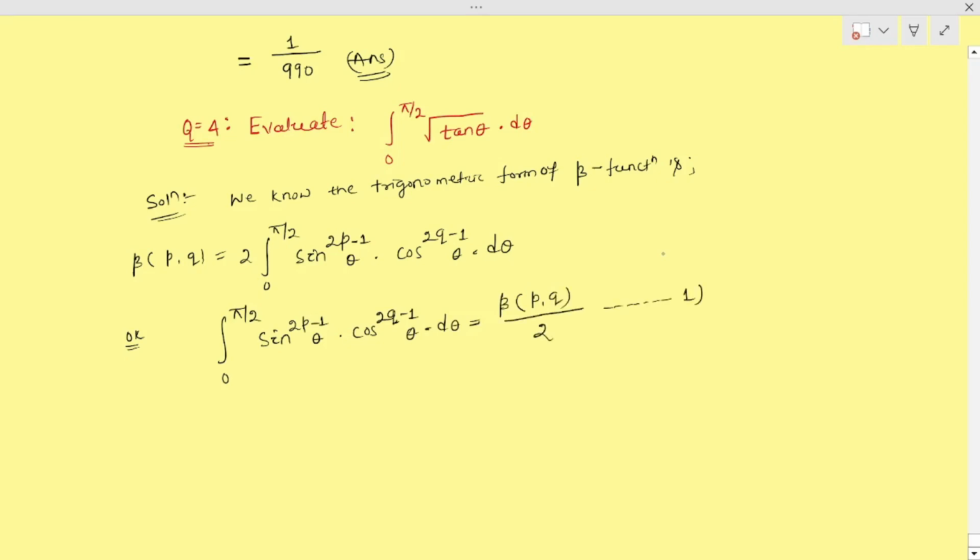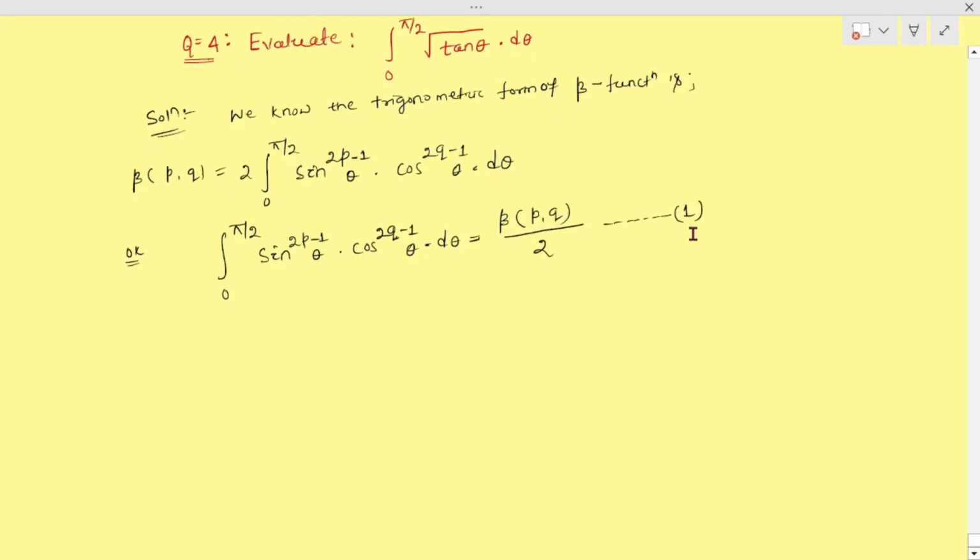Keep this as equation number 1. Let this be equation number 1. Now consider the integral given in the question. Consider the given integral.